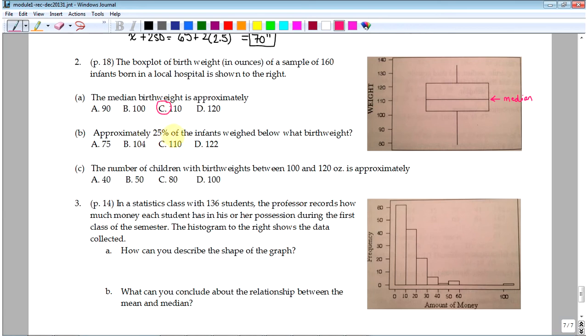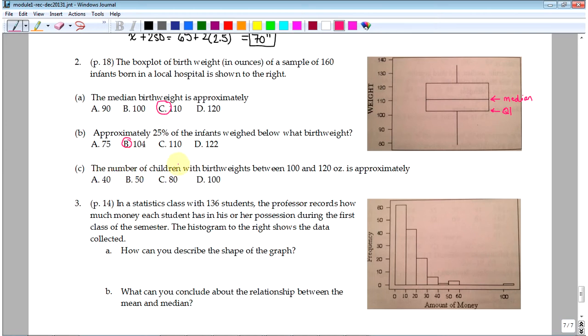Approximately 25% of the infants weighed below what birth weight? Well, 25% would be lower than the first quartile. And we see that the first quartile looks like it's approximately somewhere around 105. Okay, so I see 104 is one of my choices, so that would be our answer.